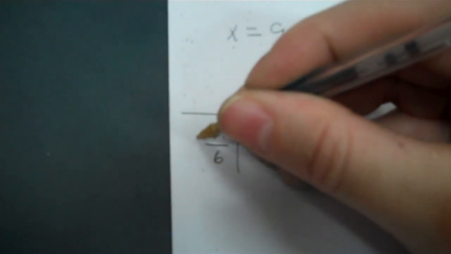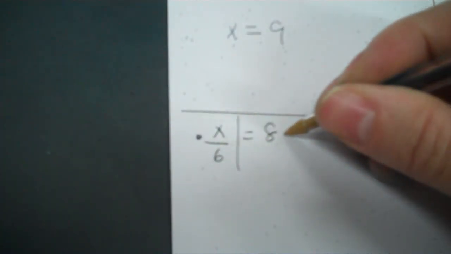Okay, my next problem. I make the wall. Now what's happening to x now? There's a 6 with it. What's happening between the x and the 6? Well, there's a line drawn, so that means you have division. Okay, so I have to do the opposite of division, which is to times. So I put times and times.